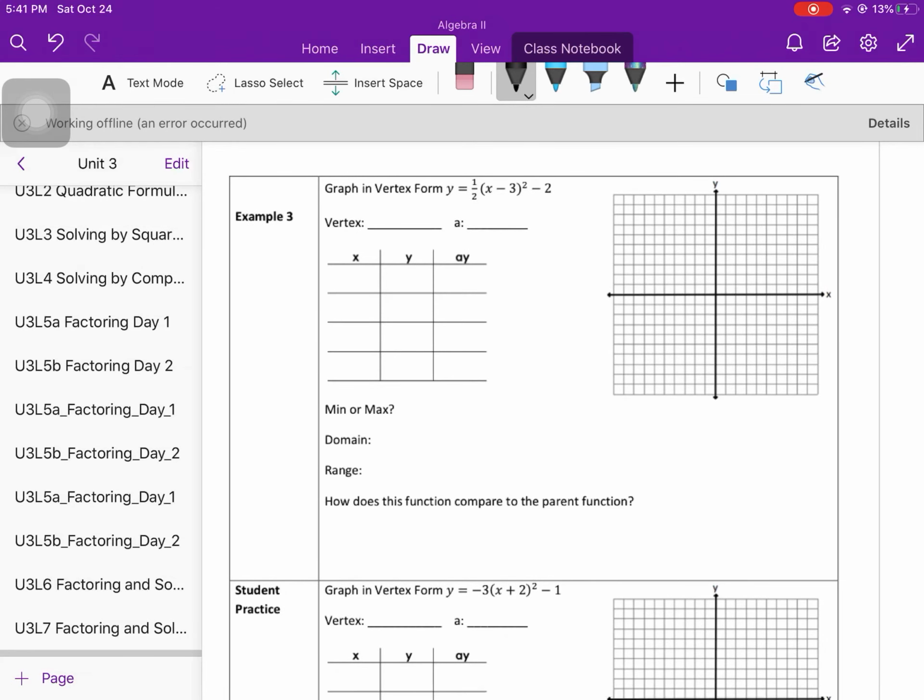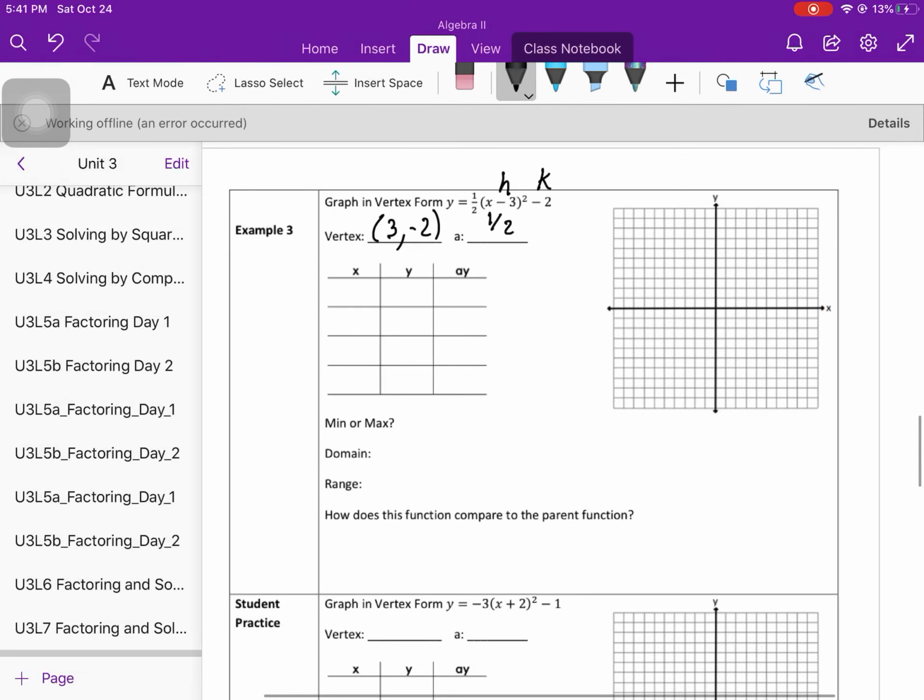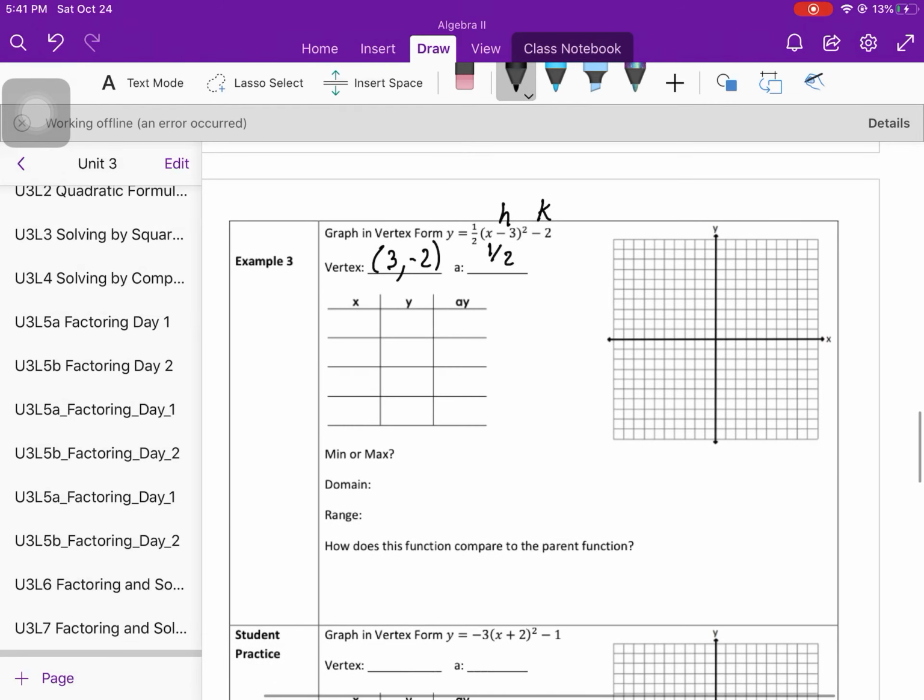All right, one more example here. So let's go ahead and graph this. Vertex h and k, opposite of -3 is +3. K stays the same. The a value is 1/2. So we do want to be careful when we have a fraction for our a value, because we all love fractions. So we get 0, 1, 2, 3, 0, 1, 4, 9.